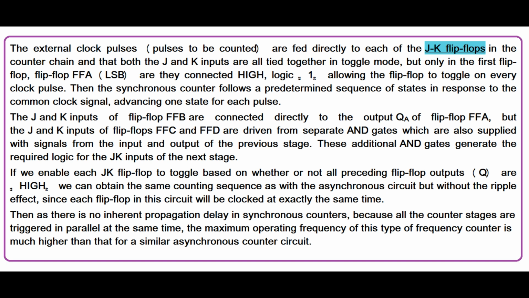If we enable each JK flip-flop to toggle based on whether or not all preceding flip-flop outputs, Q, are high, we can obtain the same counting sequence as with the asynchronous circuit but without the ripple effect, since each flip-flop in this circuit will be clocked at exactly the same time.